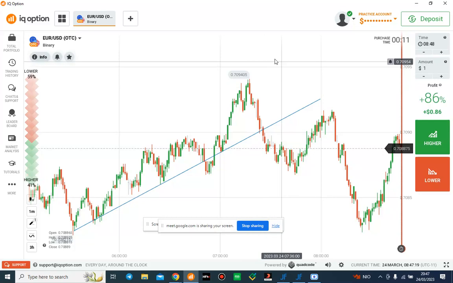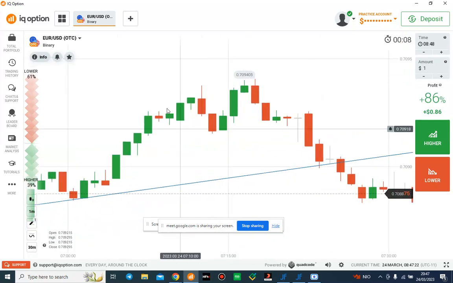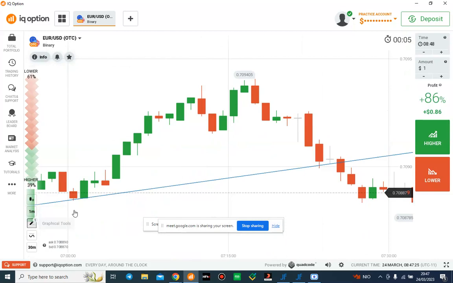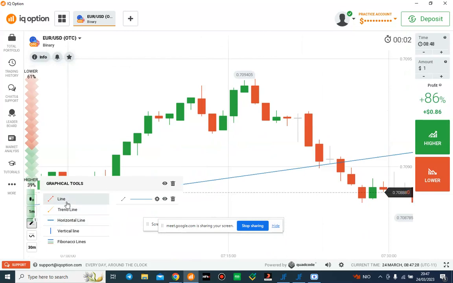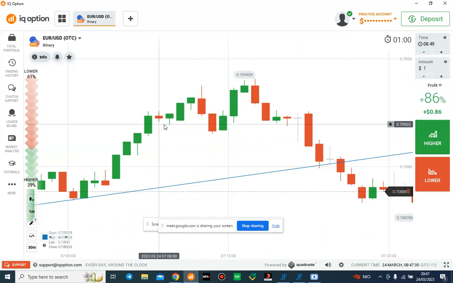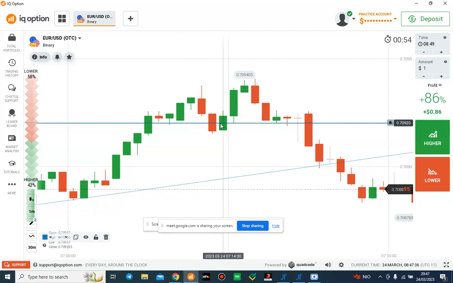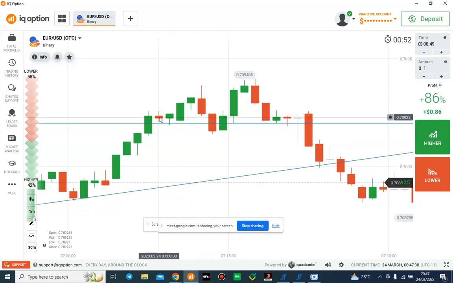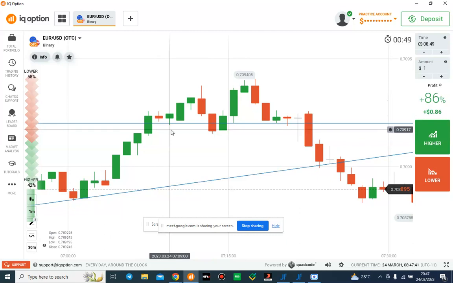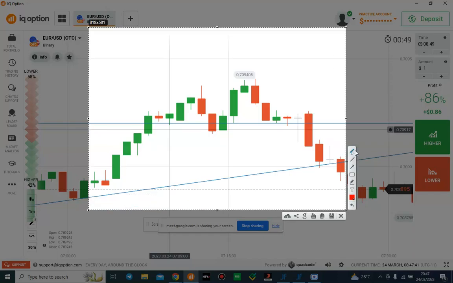Okay, so now let's go to the chart and let me show you some of the things. Look on the left side here. I'm going to use a line. If I draw this line somewhere here, let me adjust it. Okay, we have a level because we see the market return back to this level, then continue. Then we see another price movement break the support line, then return back to the range.